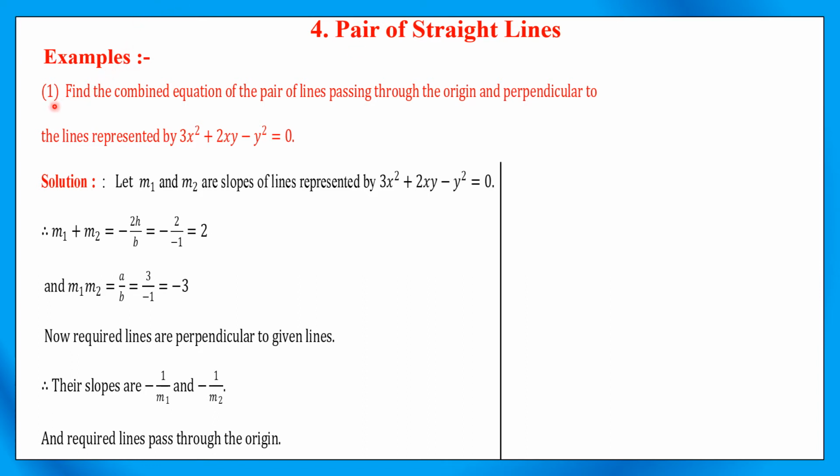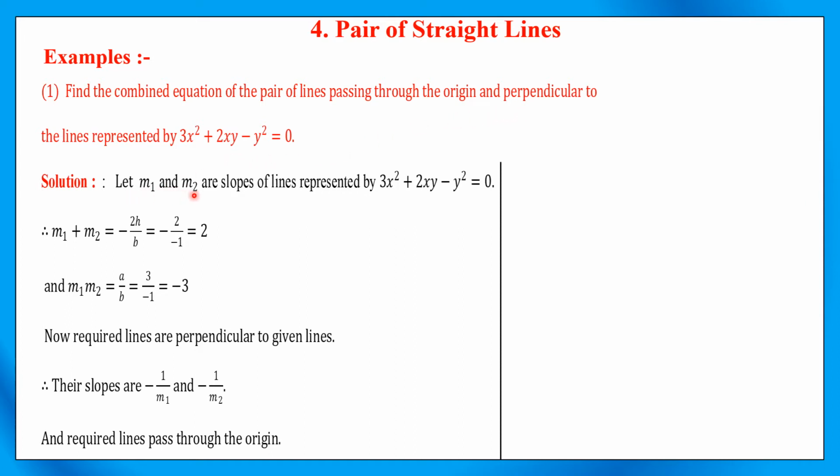Example 1. Find the combined equation of the pair of lines passing through the origin and perpendicular to the lines represented by 3x square plus 2xy minus y square equal to 0. We are given the equation passing through the origin, that is 3x square plus 2xy minus y square equal to 0. We know that the standard equation passing through the origin is ax square plus 2hxy plus by square equal to 0. This means these are two lines. We have to find also two lines, but these lines are perpendicular to the given lines.